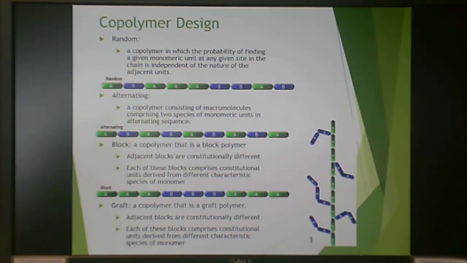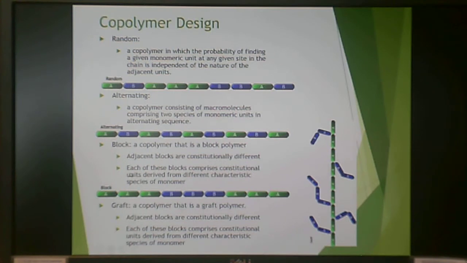Copolymer design can give you really interesting properties in the resulting polymer based on how the monomers are arranged in the backbone. Here are some examples of that. A random copolymer is a copolymer in which the probability of finding a given monomer unit at any site is independent of the nature of adjacent units. In other words, if I have A here, it doesn't necessarily mean I'll have B here. I could have another A, I could have another B. It's just random. But in alternating, you have macromolecules that have two species of monomeric units and they alternate in sequence. So if I have an A here, there's always a B here. A, B, A, B.